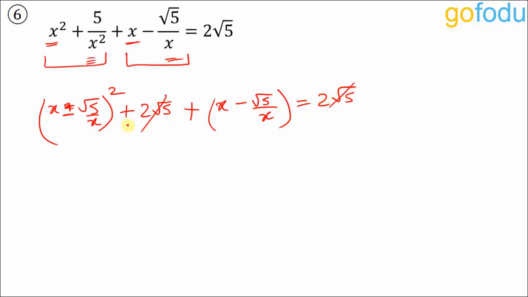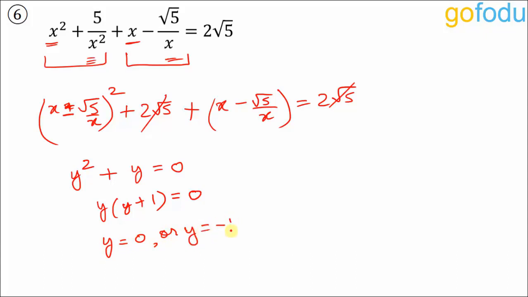2 root 5 and 2 root 5 will get cancelled out and we will get 0 in the right hand side. If I replace x minus root 5 upon x by y, the quadratic expression formed will be y square plus y is equal to 0. Take y common, y into y plus 1 is equal to 0. Either y is 0 or y is minus 1. If y is 0, x minus root 5 upon x will be 0. This implies x square will be equal to root 5 and x will be equal to plus minus 5 raised to power 1 by 4, right?